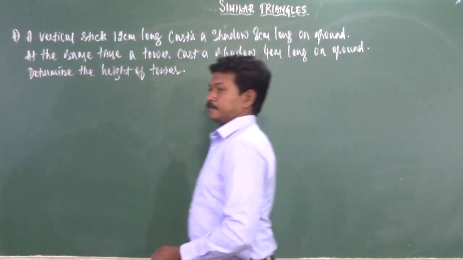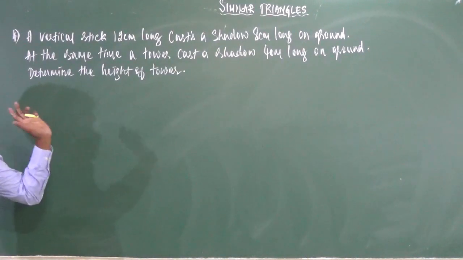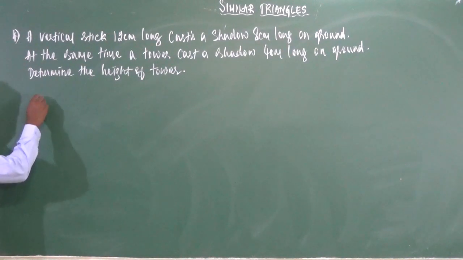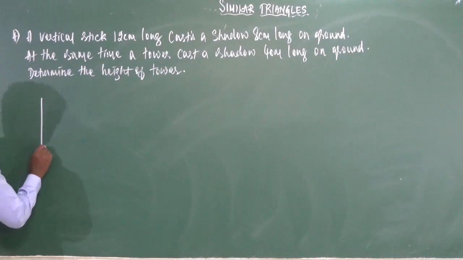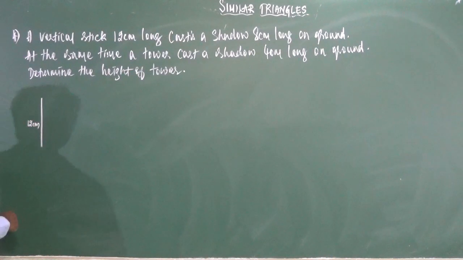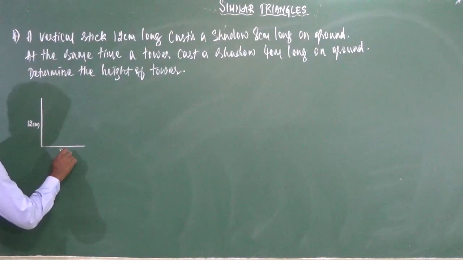Very, very important. It looks similar to the previous problems, but it is still different. The vertical stick is 12 centimeters long. So let us go with the diagram. This is a vertical stick, it is 12 centimeters long. It casts a shadow 8 centimeters long on the ground. So this is its shadow, that is 8 centimeters.